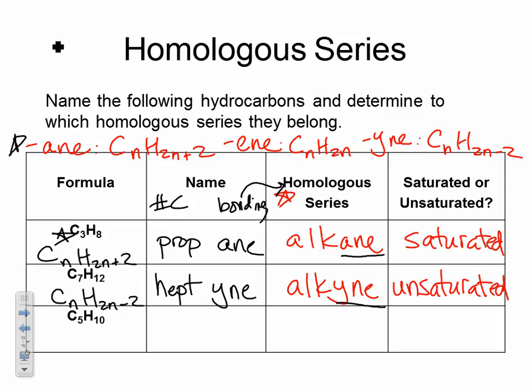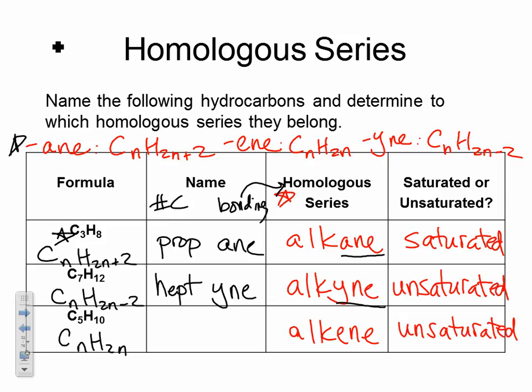And the last one, C5H10. Again, looking at our patterns, it says 5 carbons, double 5, 5 times 2 is 10. That is precisely the number of hydrogens we have, so this fits with the CnH2n pattern, which means that is an alkene. That's the pattern for alkenes. And again, both double and triple bonds are unsaturated. So alkenes and alkynes are unsaturated, only alkanes are saturated.